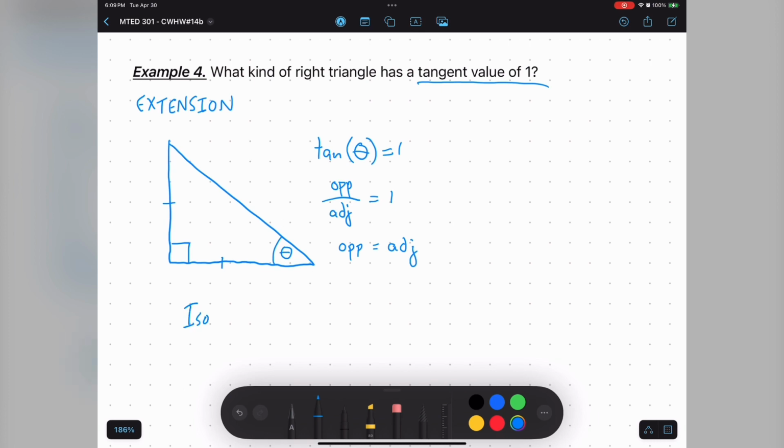And so those two sides have to be equal in length. And so that is an isosceles triangle, specifically an isosceles right triangle.